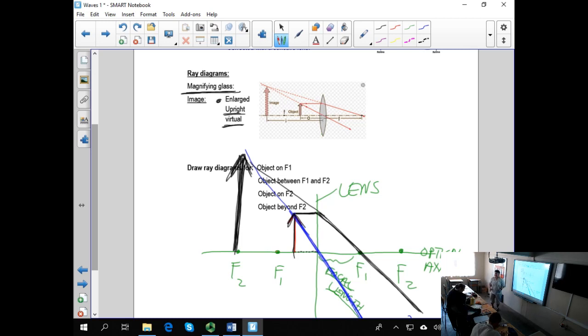Now, once again, what is a virtual image? The light does not really reach the image. I can't project it on a screen. So when you look through the magnifying glass and you see the enlargement, is there really an enlargement? No, it's a virtual image. All right.